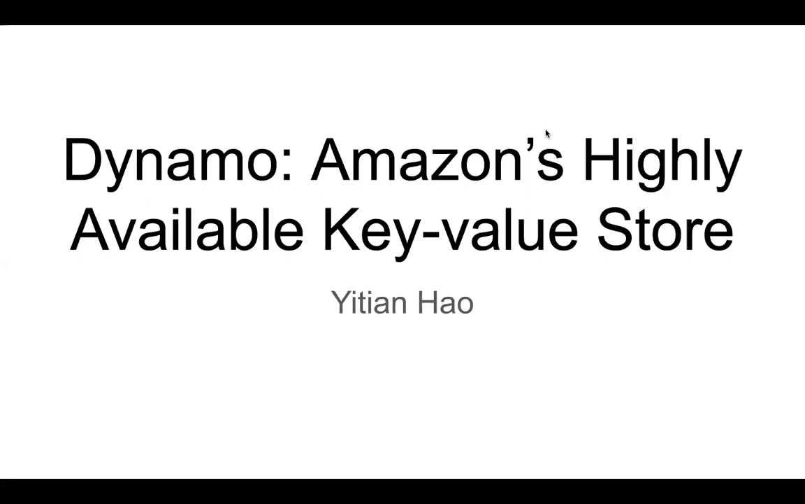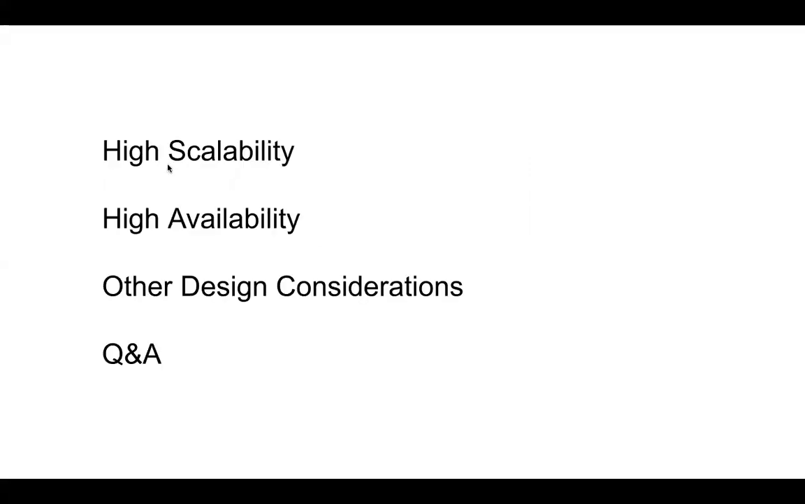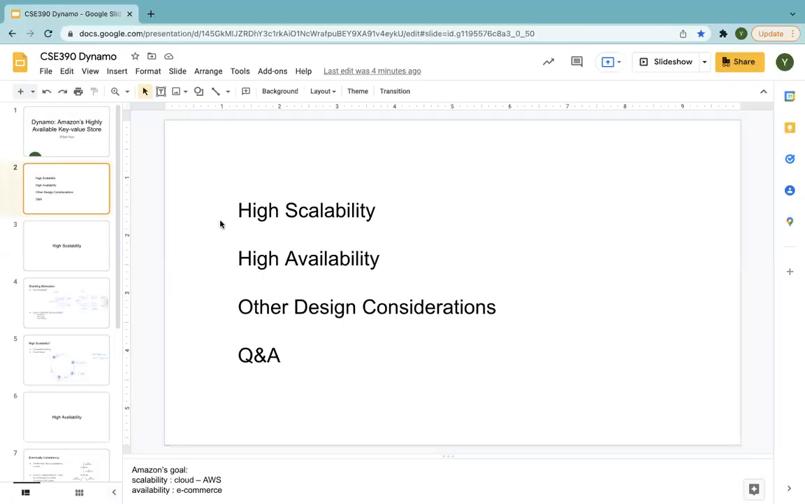In this paper, Amazon published a system called Dynamo, which achieves two main goals: high availability and high scalability. So firstly, we are going to talk about why it wants these two goals.